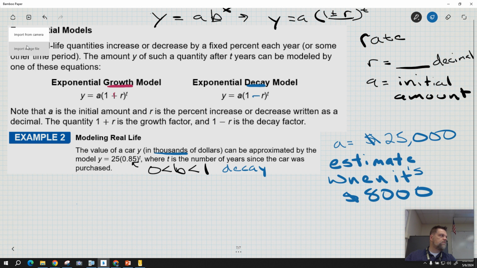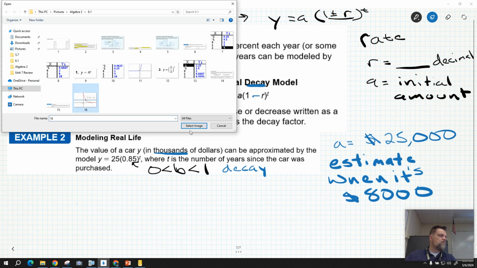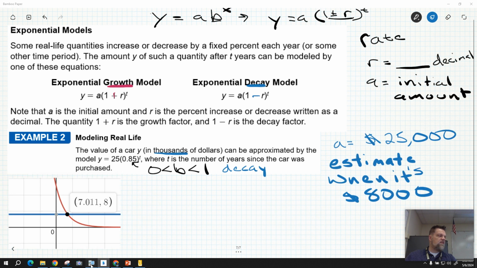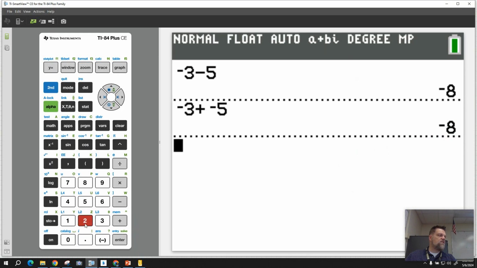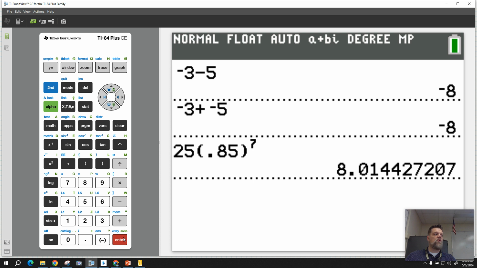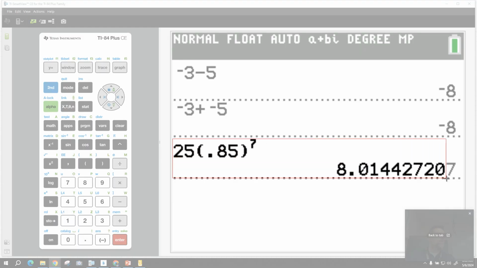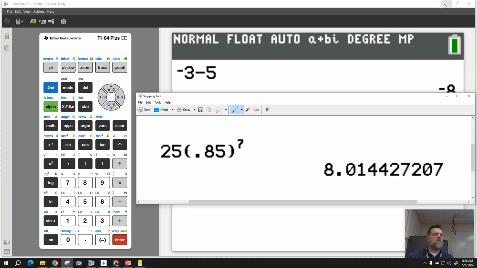So let's put that in here. I fired up my other calculator, because what I want to do on my other calculator is say 25 times 0.85 raised to the 7. Should be pretty close to 8. A little bit more than 8. See how that works? So that means it would be approximately 7 years for that value to be around $8,000.